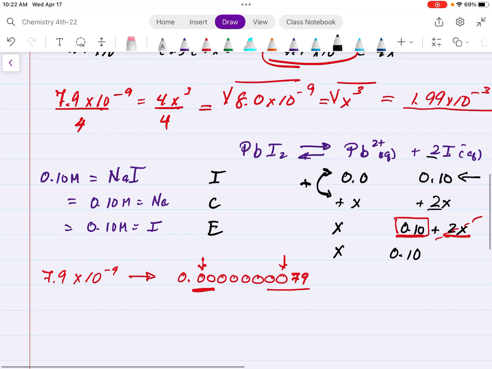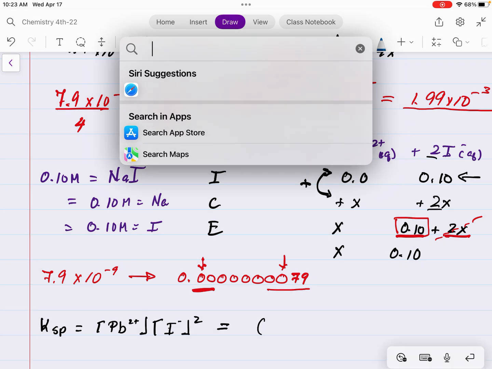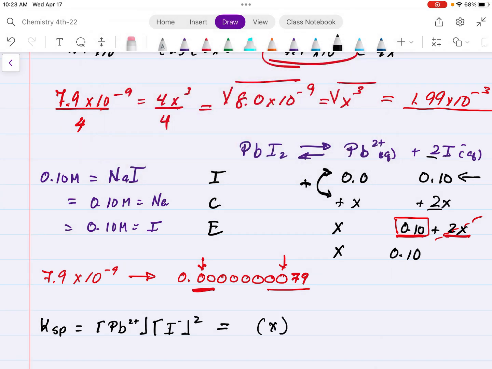Now, if we were to write our mass action equation, it'd be exactly the same. Ksp is equal to the concentration of the lead 2 plus and the concentration of the iodine 1 minus, and this is going to be squared, right? So let's replace these then. What we end up with is x times 0.10 squared is equal to the Ksp, which is 7.9 times 10 to the negative 9. This is squared, by the way, sorry.